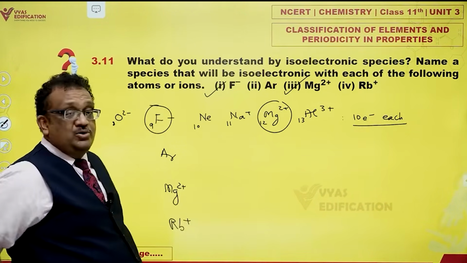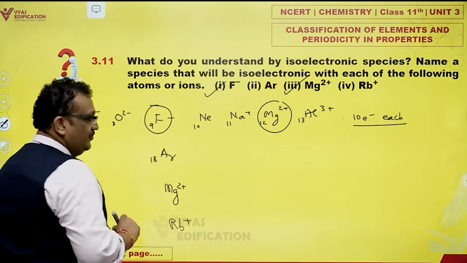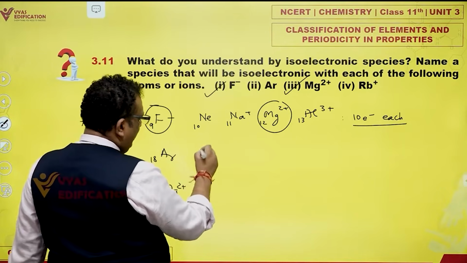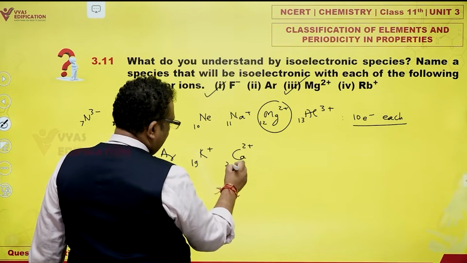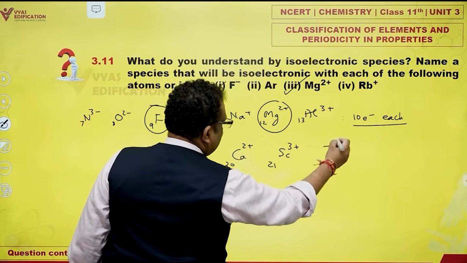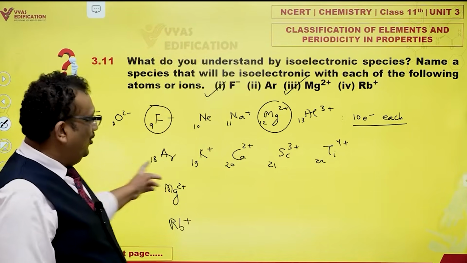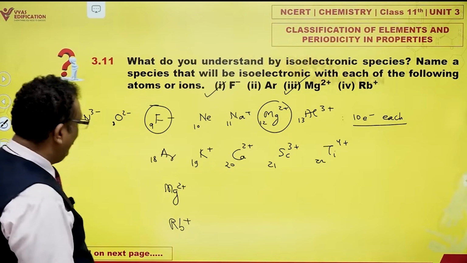Excellent. What about argon? Argon has atomic number 18. Now, by a similar logic, I could take potassium or calcium or scandium, even titanium for that matter. Each of them has 18 electrons. Yes, each of them has indeed 18 electrons.